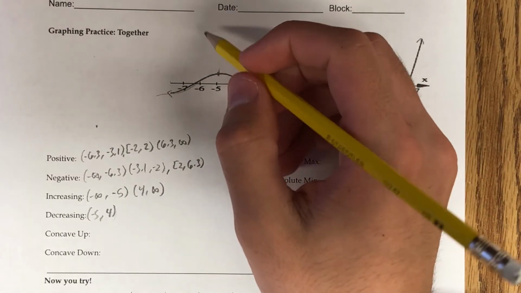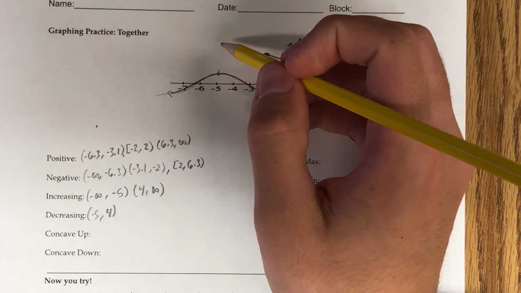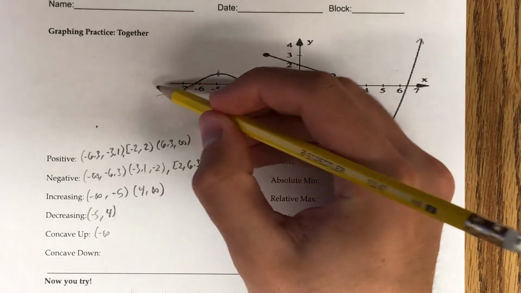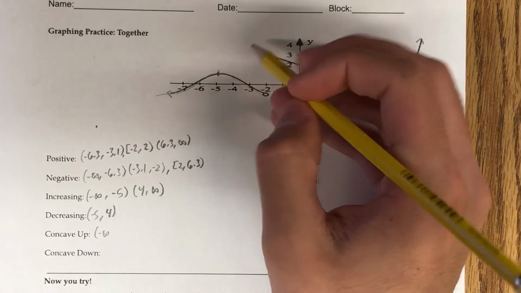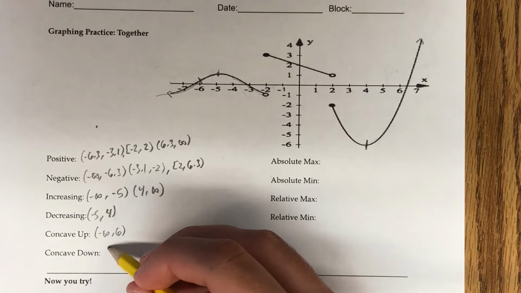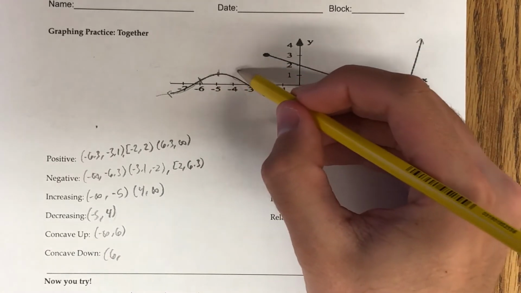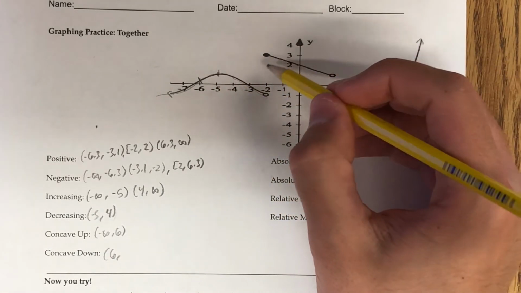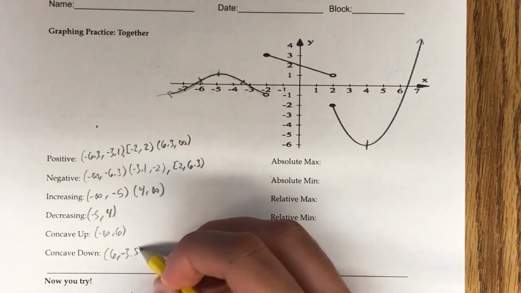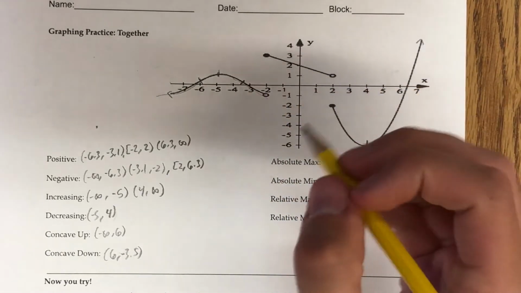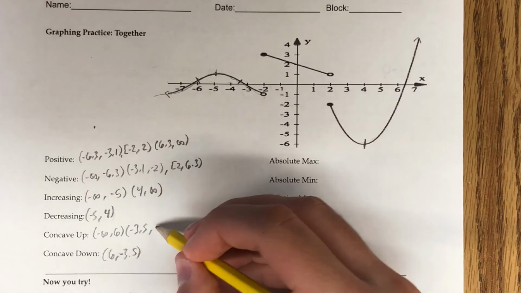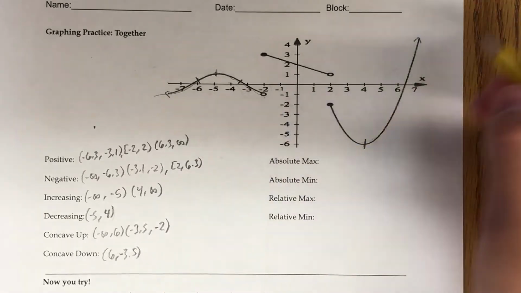Concave up. So it looks to be concave up, I would say. It starts concave up, so from negative infinity up until about 6, it looks like it shifts to concave down, and then it stays concave down till, I don't know, negative 3.5-ish, and then it shifts back to concave up for just a slight moment from negative 3.5 to negative 2.